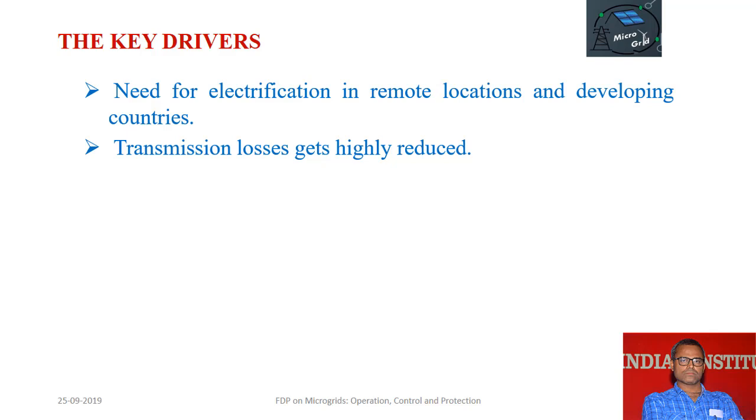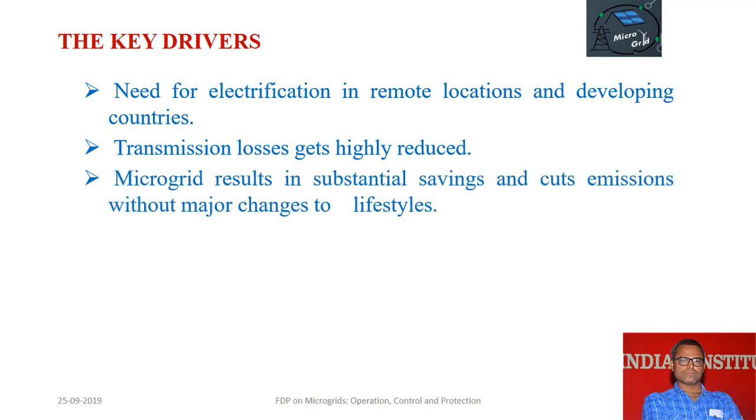And also transmission losses get highly reduced. Obviously we know, because when we generate the power at the load end, the transmission losses will automatically reduce, right? And the microgrid results in substantial savings and cuts emissions without major changes in lifestyle. Savings in terms of cost will be substantial, and it also cuts emissions without major changes in lifestyle.